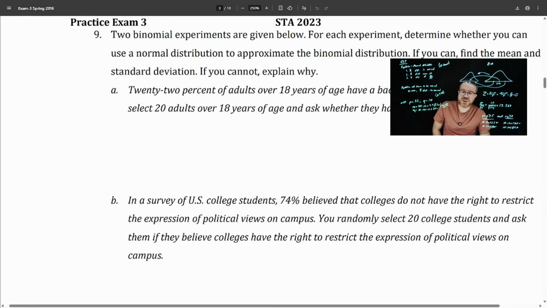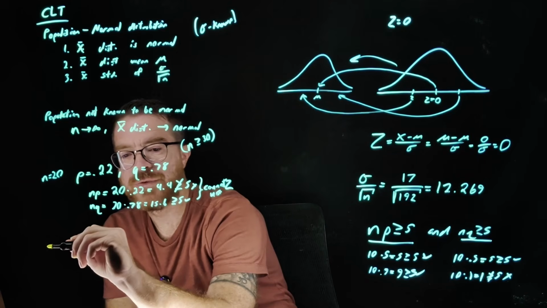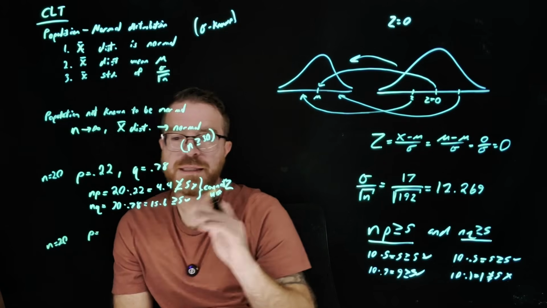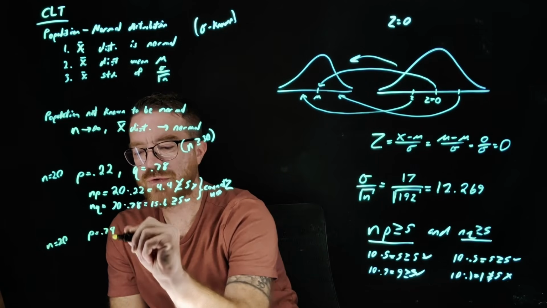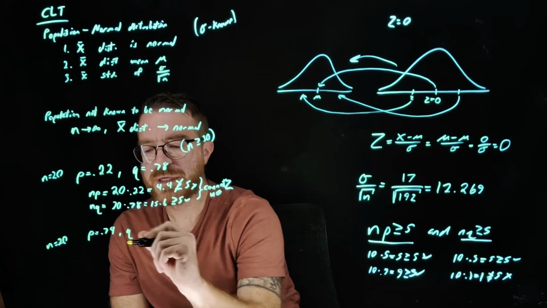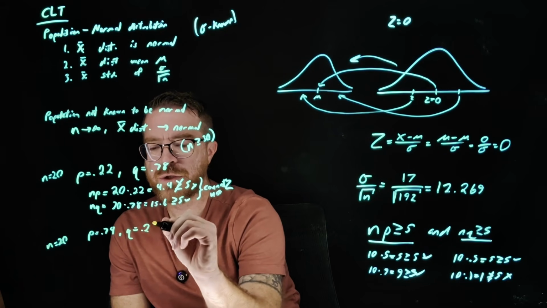Our second example says, in a survey of U.S. college students, 74% believe that colleges do not have the right to restrict the expression of political views on campus. You randomly select 20 college students and ask them if they believe colleges have the right to restrict expression of political views. So in this case, we have an n of 20 still. We're asking 20 college students, and we have a probability of success that they would agree with this statement of 0.74, which means that we have a probability that they would not agree with this of 1 minus p, which in this case would be 0.26.